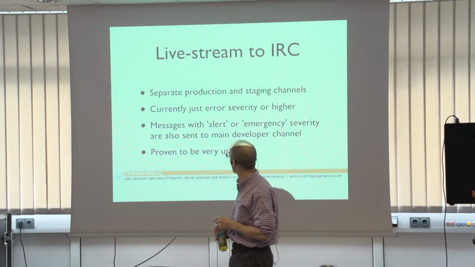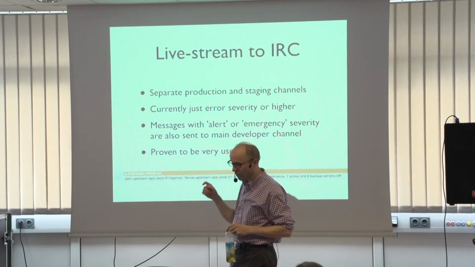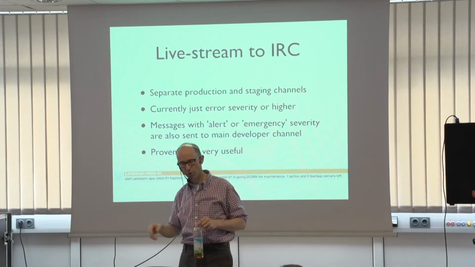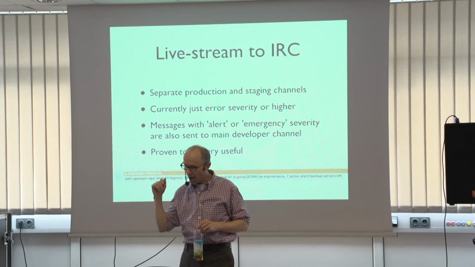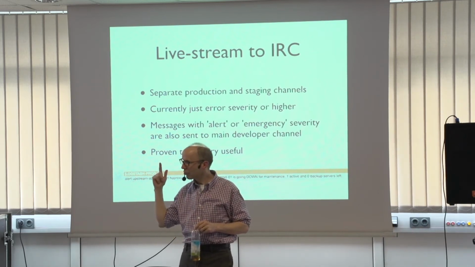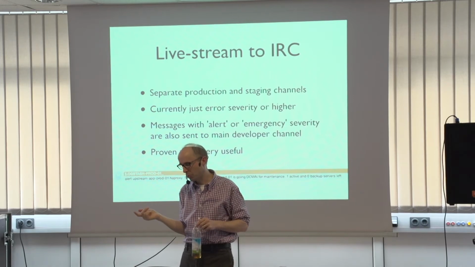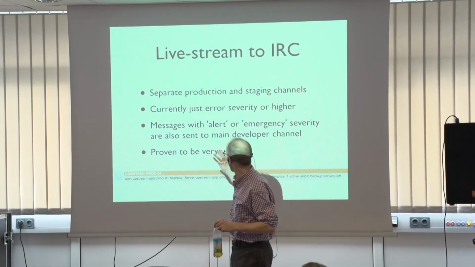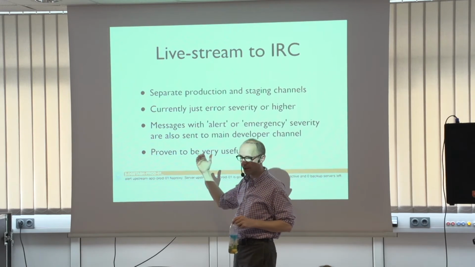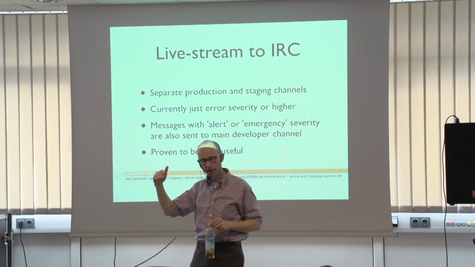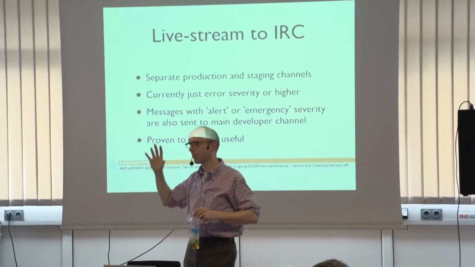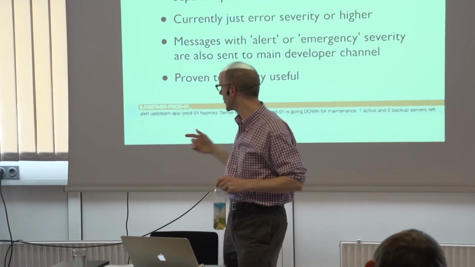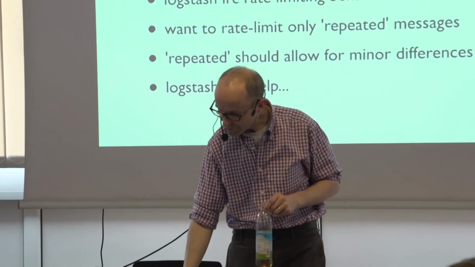So we use IRC a lot, and so we set up 2 channels, one for production, one for staging. We currently log just the errors because we started with these warnings, but there were just too many warnings. Also, anything with alert or emergency severity gets routed straight through to the main developer channel, so everybody knows about it. And this has proven to be incredibly useful.